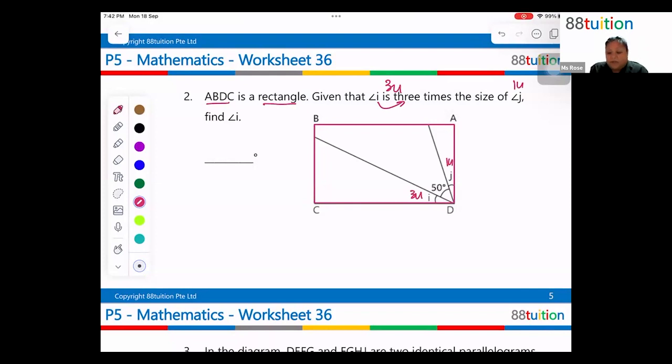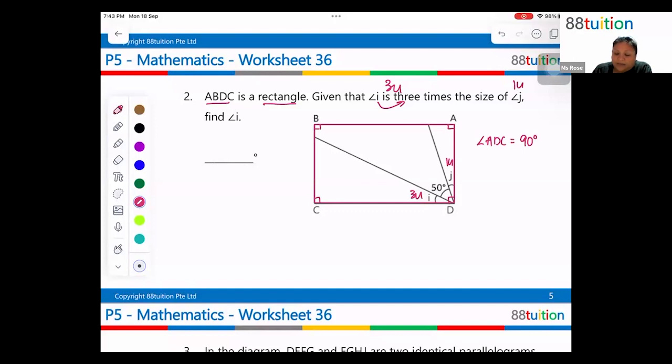Now, we know that angle ADC is how many degrees since it is a rectangle? Anyone? Can someone tell me what is the angle ADC? How much is angle ADC? Thank you, Lena. Because it is a rectangle, these are all right angles. Right angles means they are 90 degrees. So angle ADC is 90 degrees.